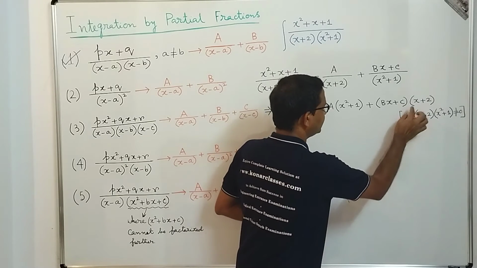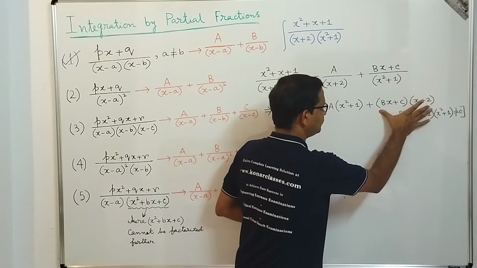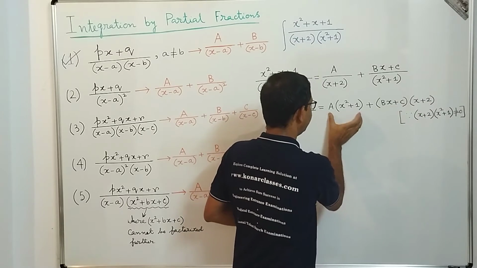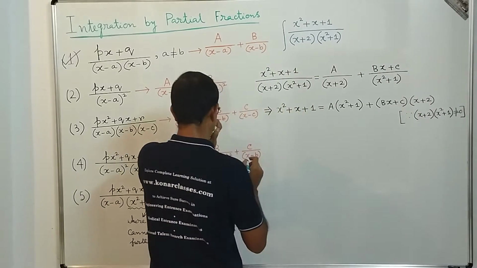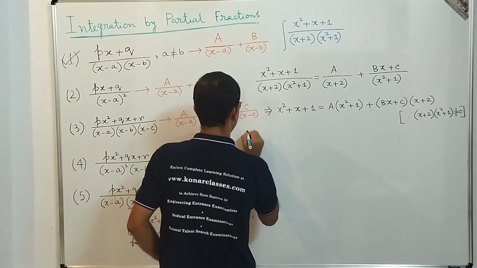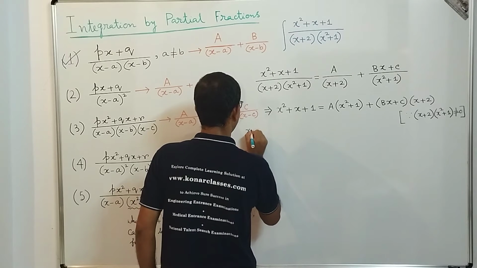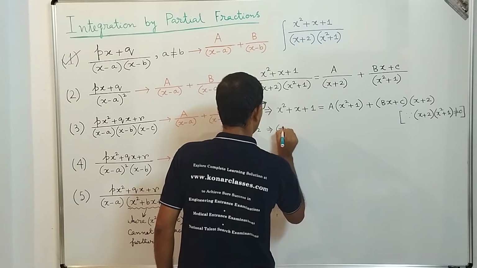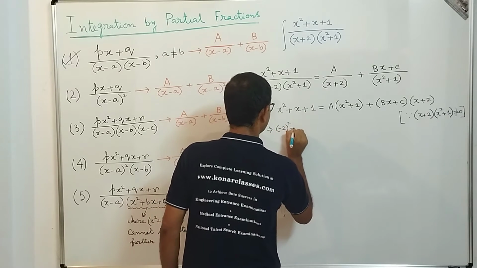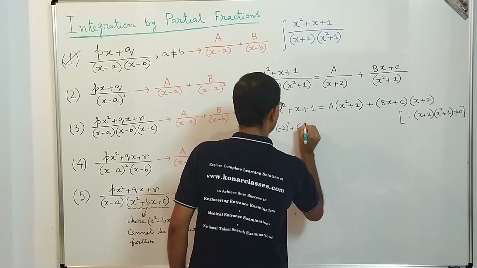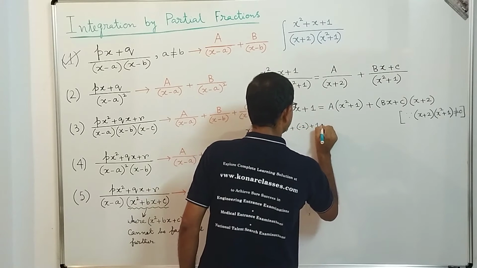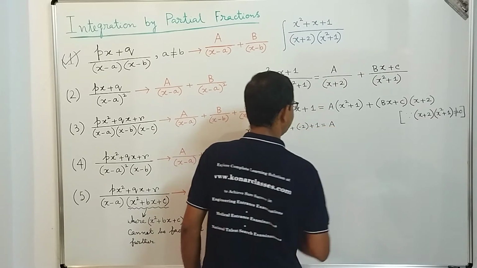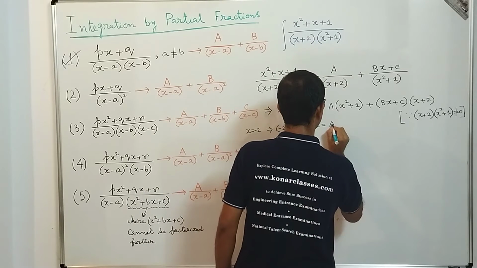If we apply that x equal to minus 2, the entire expression will be 0. Correct or not? We will be left with this one. So let's apply the value of x equal to minus 2. If we apply that value, what are we going to get? Minus 2 whole square plus minus 2 plus 1 on the left hand side is equal to, on the right hand side, a into minus 2 whole square.